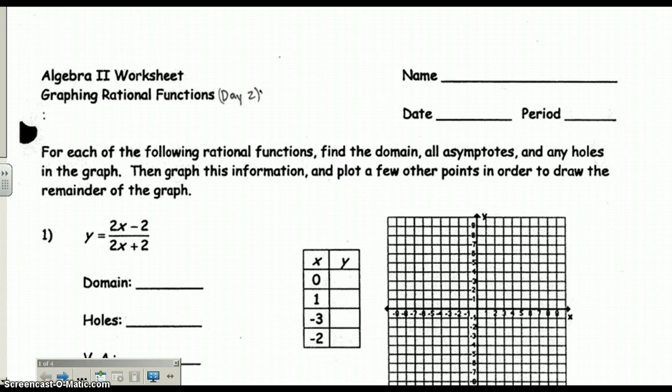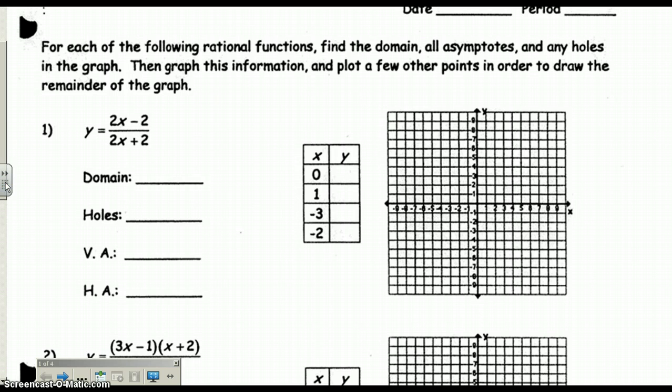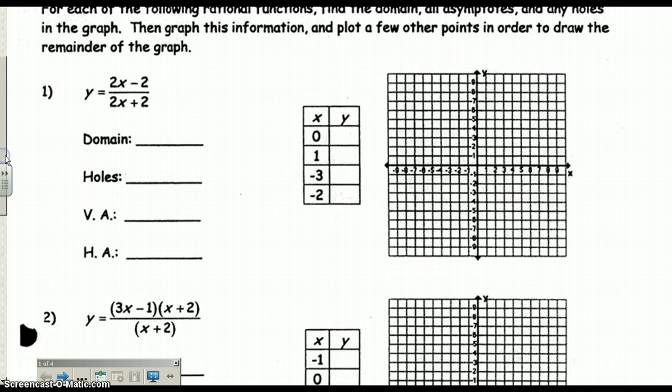Now let's look at number 1. We're given 2x minus 2 divided by 2x plus 2. So the first thing I'm always going to do is I'm going to factor that. Okay? And you can factor out a 2 here. Now I know you'd say, why don't we find the domain first? But the reason why I'm going to factor this out is so I can see what vertical asymptotes I'm going to have and what holes I'm going to have.